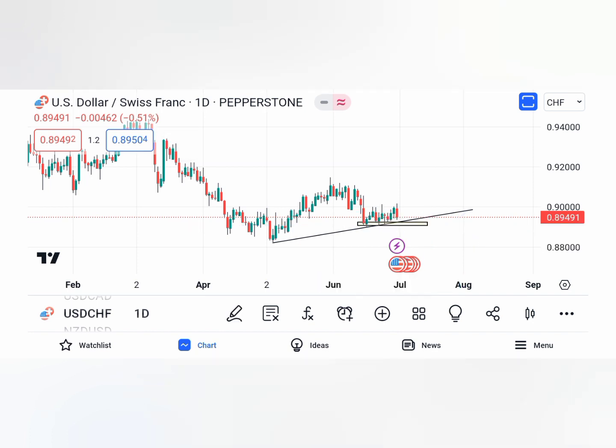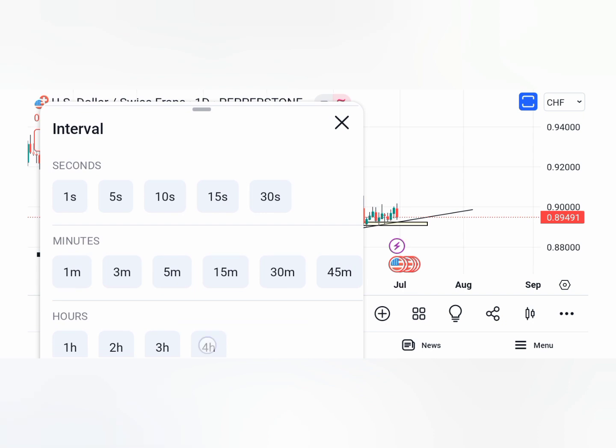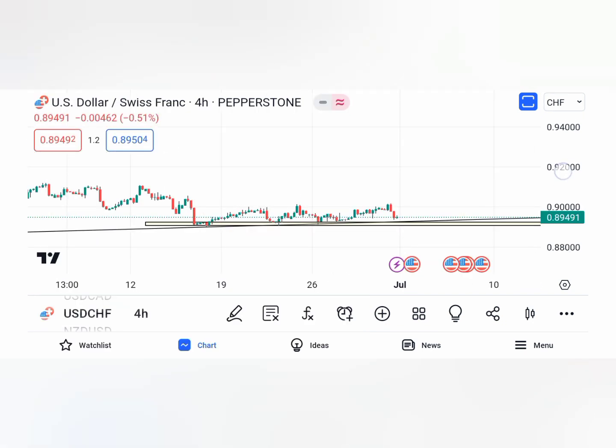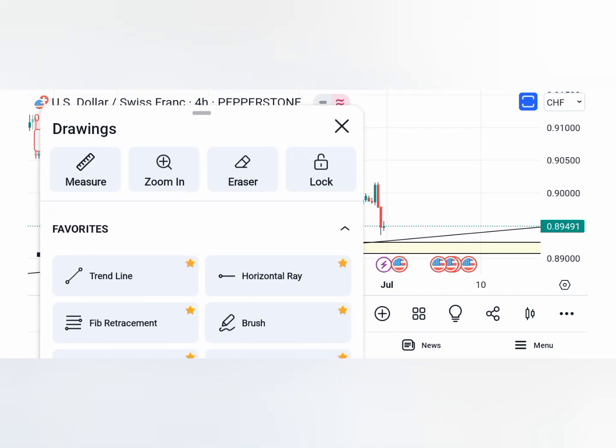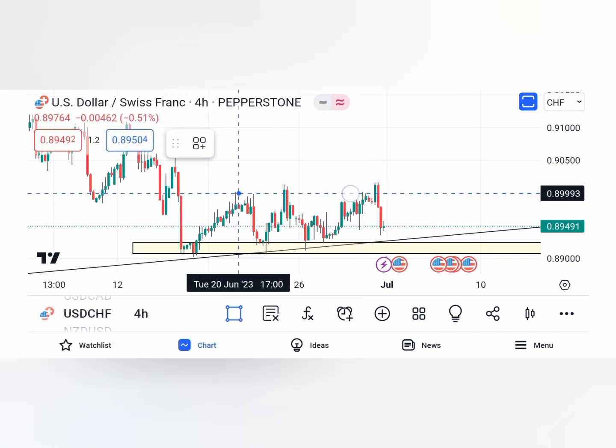So now let's move to the 4-hour time frame and see. So moving to the 4-hour time frame here, we can also spot a zone here also.